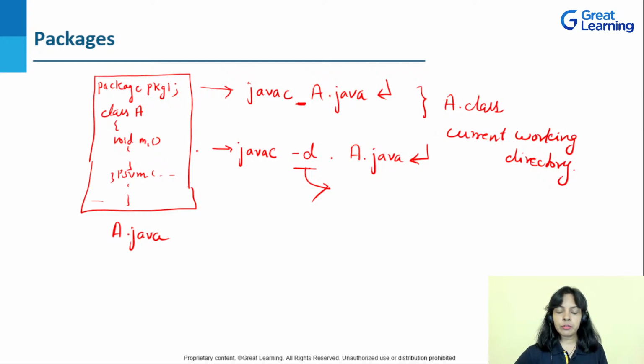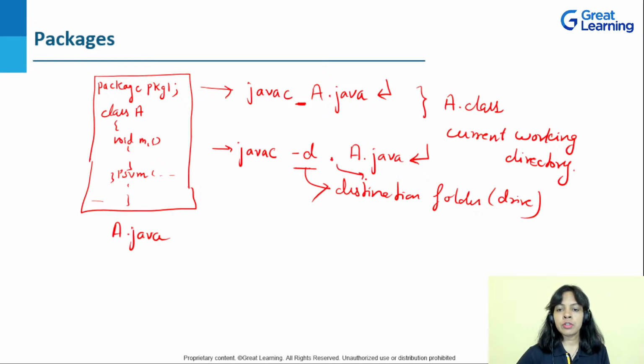So when you write javac -d . a.java, what will happen in this case? This refers to the location, whichever is the destination location, I can say, destination folder or drive. You can provide a complete address link over here. This dot refers to the current working directory again. Fine.